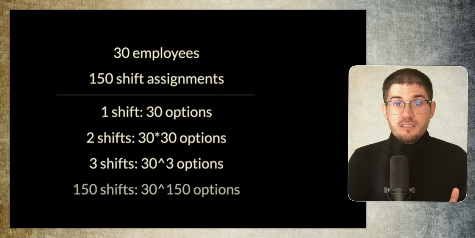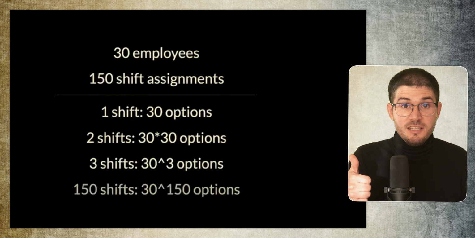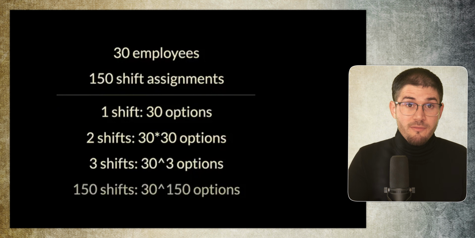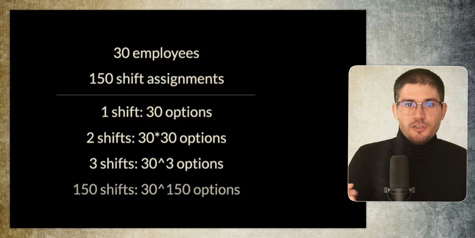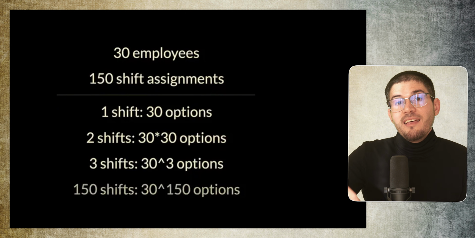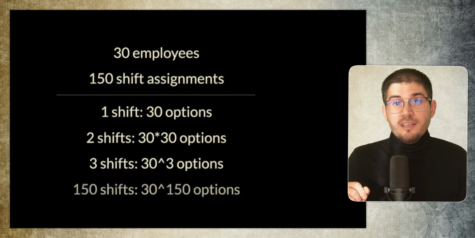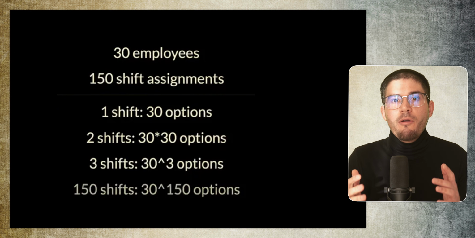And the reason is that scheduling isn't a simple sequence of decisions. It is a global optimization problem, and every change affects the entire system. So in the previous example, if you have 30 employees and 150 shift assignments, for the first shift, you have 30 options. For the second, the number of options is 30 multiplied by 30. And for the third, it is 30 to the power of 3, and so on. So in total, there are 30 to the power of 150 options. And that is really an enormous number.